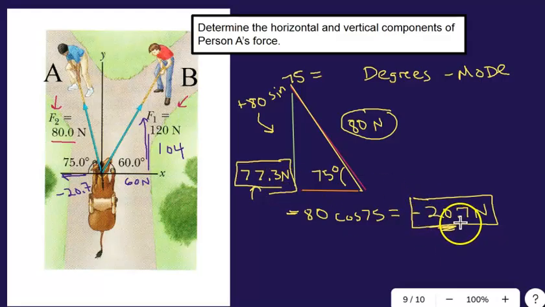77 is bigger than 21. If it were a more shallow angle, if it's under 45 degrees, then your horizontal component should be bigger than your vertical. Okay, so that's a good way to check your work. And then the final thing to do to check your work is you can do this squared plus this squared, square root, equals 80 newtons, right? Pythagorean theorem.